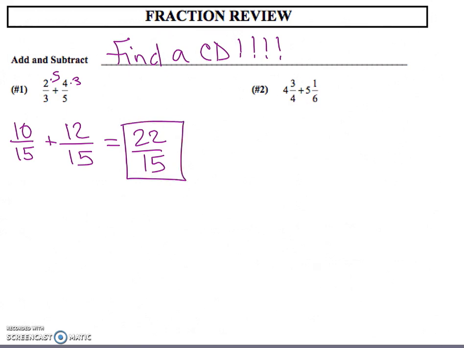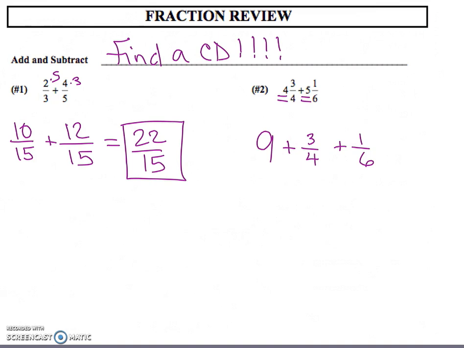All right, number 2, it looks like we're adding 2 mixed numbers. Now remember, when you're adding mixed numbers, you have the whole part and you have the fraction part. So I think the easiest way to do this is let's just pull out those whole parts. First we've got 4 and we've got 5. Let's add those together. So that gives us 9. Then we still need to add the 3/4 plus the 1/6.